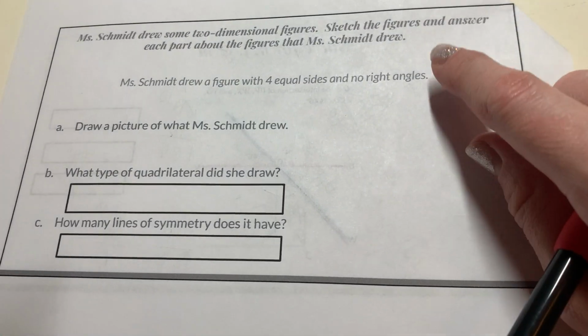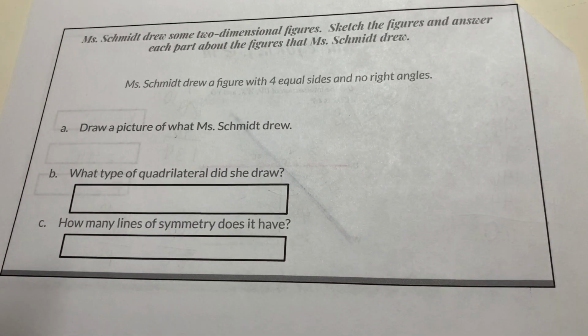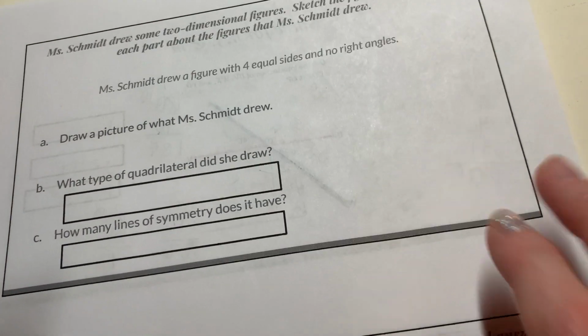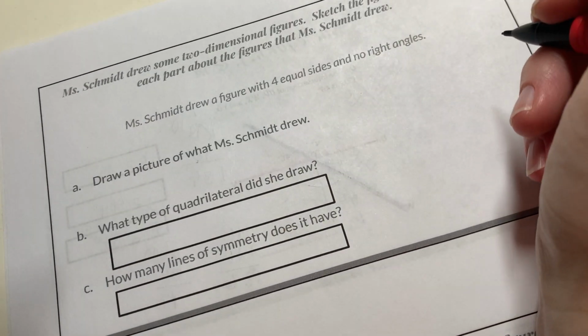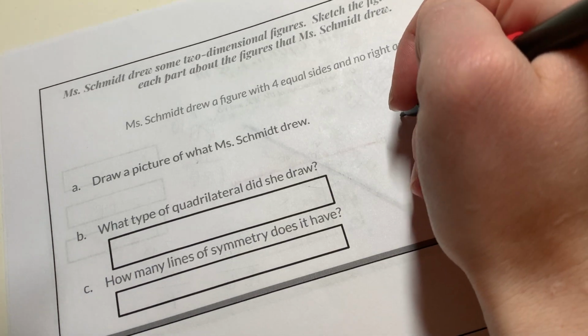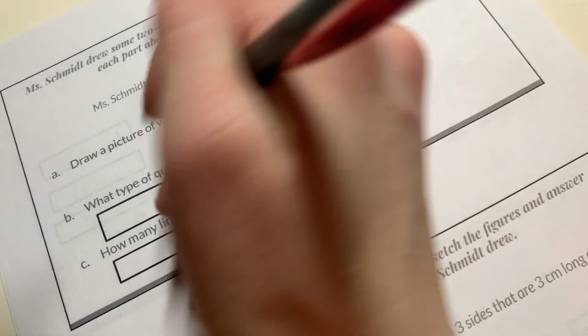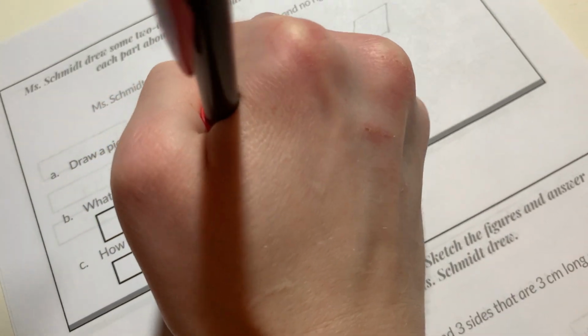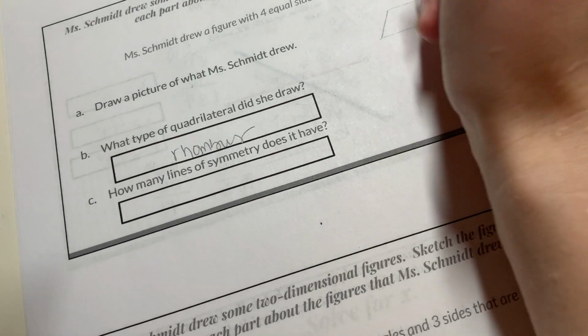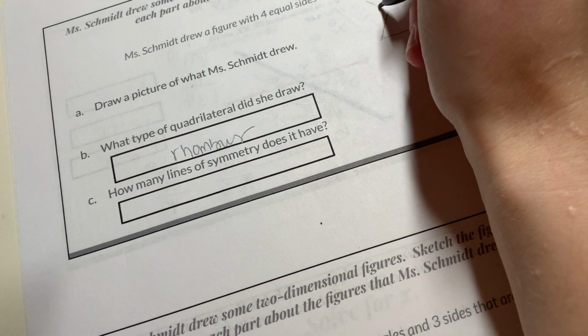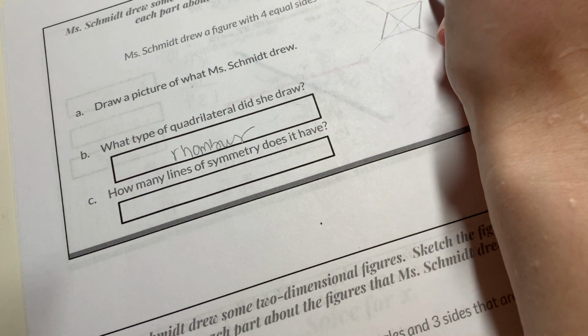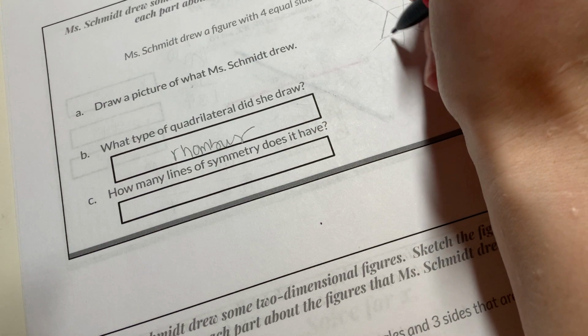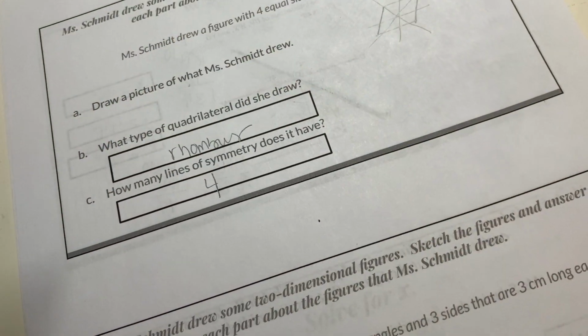I drew another shape. So I drew a figure with 4 equal sides and no right angles. Go ahead and draw a picture of what I drew. Tell me what type of quadrilateral it was and how many lines of symmetry does it have. All right, so 4 equal sides, no right angles. Well, that is a rhombus. Remember, rhombuses are like the tilted squares. So how many lines of symmetry does it have? Well, rhombuses are a little tricky. There's one there, one there, one there, and one there. So we've got 4 lines of symmetry.